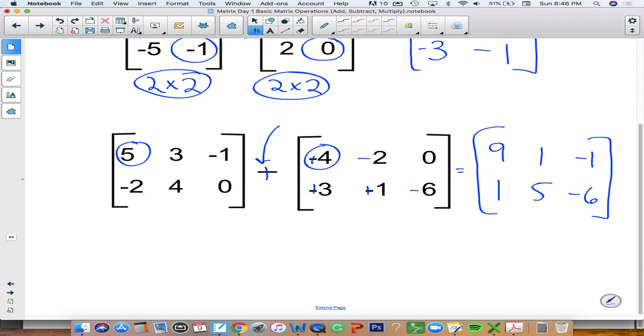Addition, subtraction, it's just as easy as addition, subtraction, just doing it more than once for each matrix, okay? And you can have a 1-by-1 matrix. It just doesn't happen very often in math because it's a pretty simple, it kind of defeats the purpose of doing matrix operations, okay? So addition, subtraction.